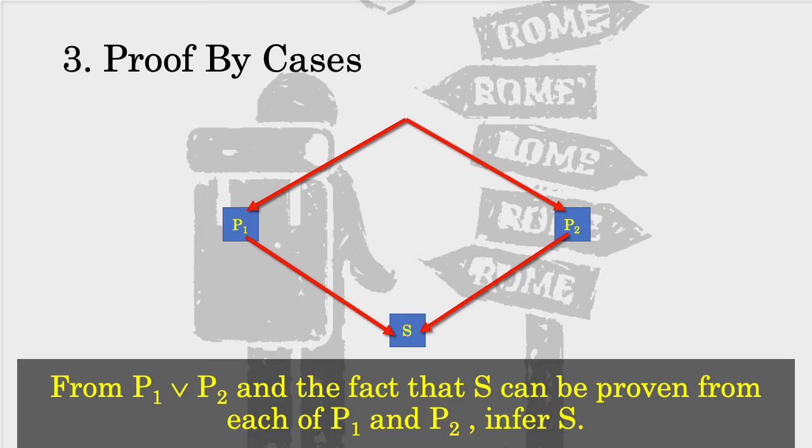Let's illustrate this with the simple case in which there's just two disjuncts, right? So there's either P1 or P2. We can represent that as there's two possibilities with this branching structure that you see here. Next, note that it says S can be proven each from P1 and from P2. Therefore, all roads lead to S.